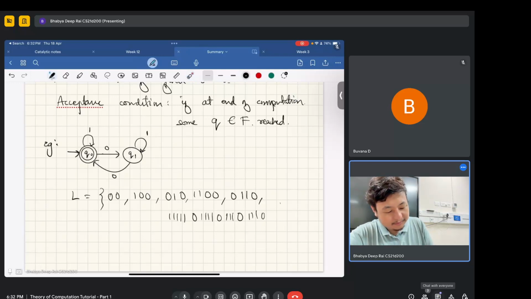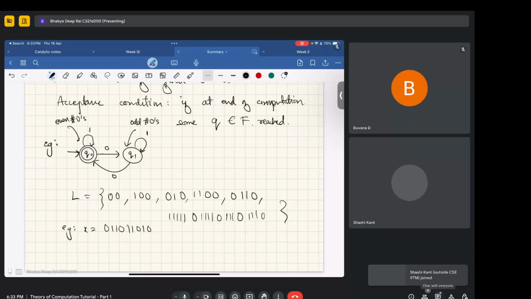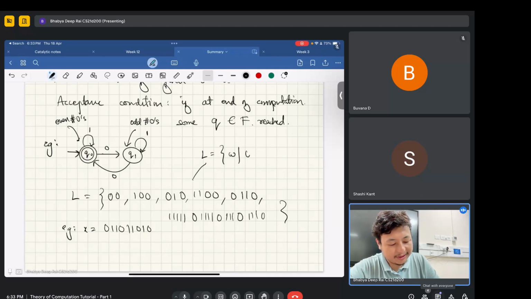So what is actually happening is this state is representing an even number of zeros, and this state is representing an odd number of zeros. Now see, for example, let's say the string I have is 0 1 1 0 1 1 0 1 0, and I'm claiming my language is all the w such that w has an even number of zeros.